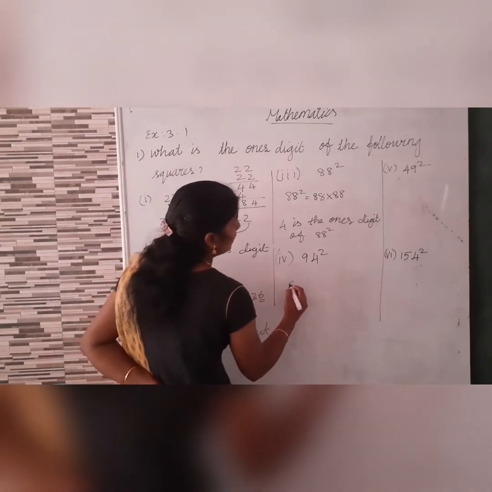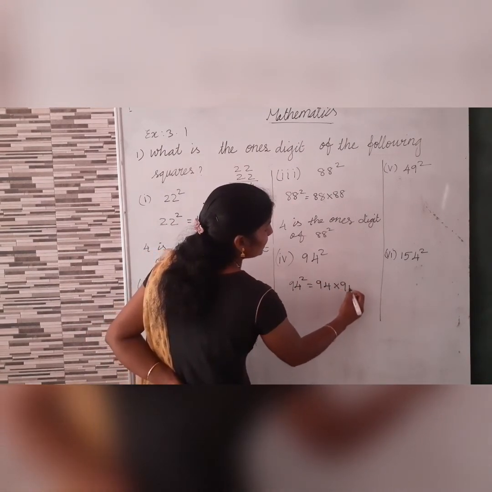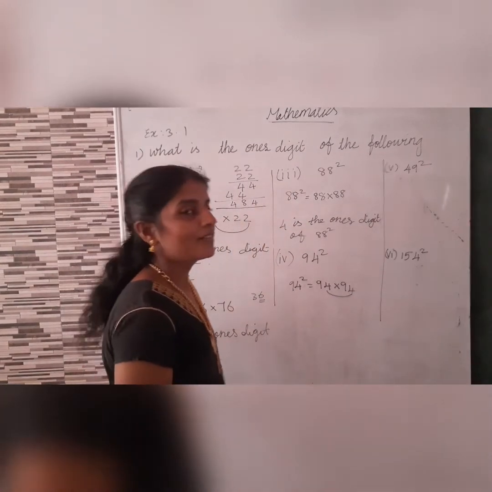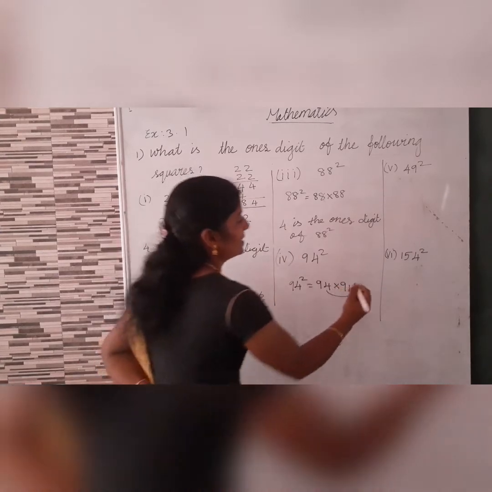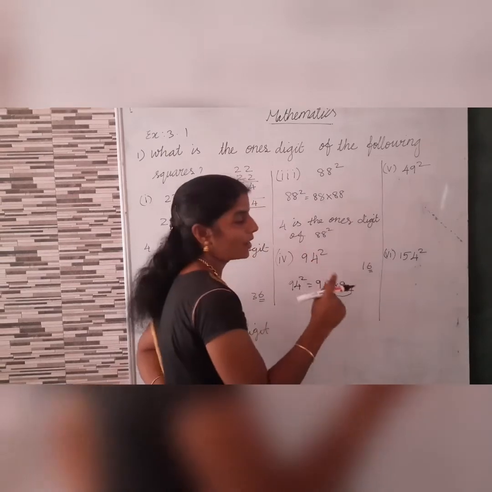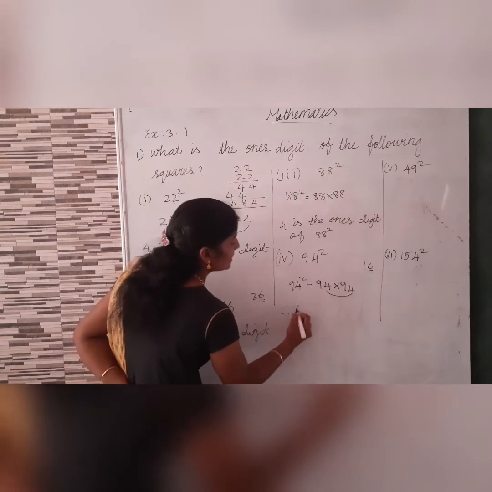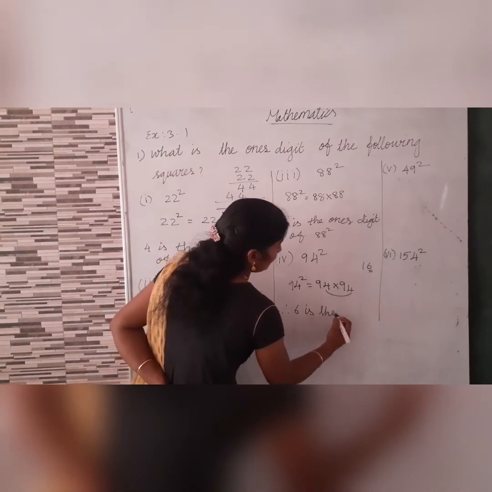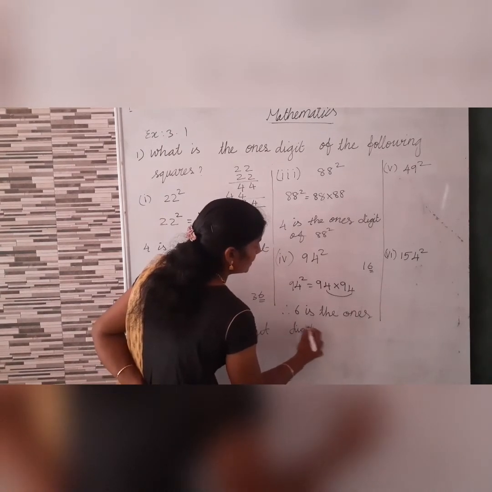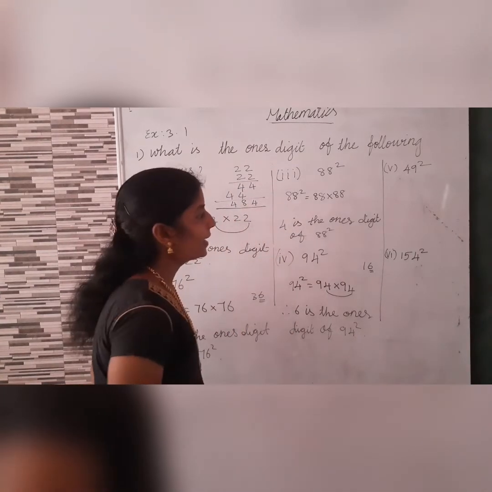Now, 94. 94 square is equal to 94 into 94. Now, here multiply. Say 4 4s are 16. Which is the ones place? 6. Tens place, 1. Now we can find out the ones place. What is the ones place? 6. So 6 is the ones digit of 94 square. Clear? Okay.